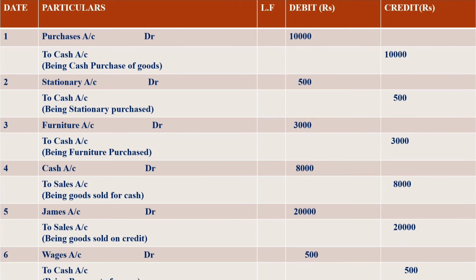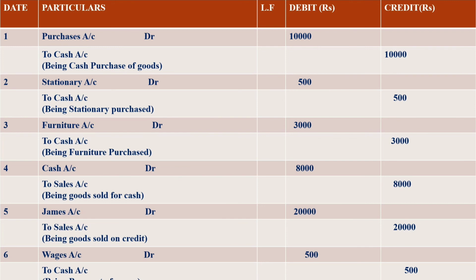Coming to the next transaction, what they have given is goods sold to James. It's given simply; it's not mentioned that it's for cash sales, so we should assume it is a credit sale. To whom have we made a credit sale? To James. So James is the debtor for us. So we have to debit the particular name of the debtor: James account debit to sales account. And for the narration, write being goods sold on credit. So debit 20,000 and credit 20,000 rupees.